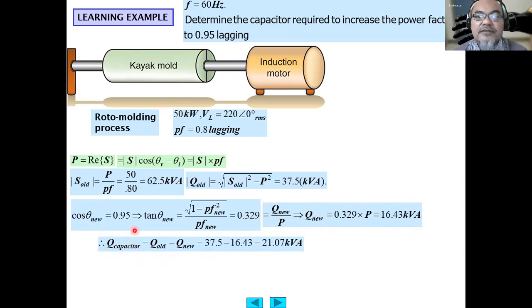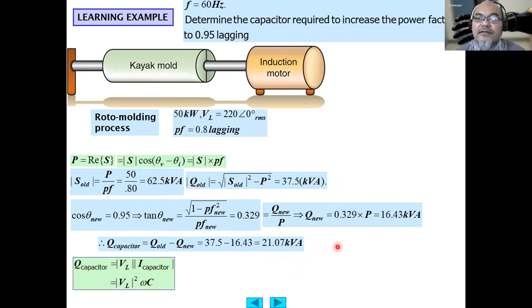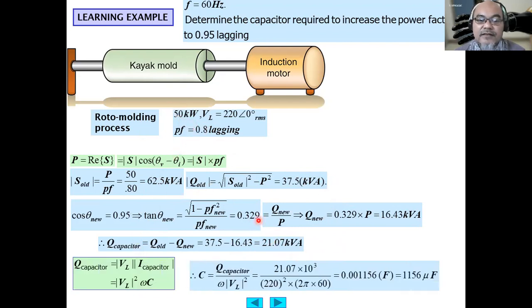The Q capacitor here will be equal to Q old, which is 37.5 kilovolt ampere, minus 16.43. So the reactive capacitor power is 21.07 kilovolt ampere, and we know this is equal to voltage squared times omega C. So this is divided by 220 squared, divided by omega, 2 pi, and the frequency is 60 hertz, the frequency of the transmission line, and then we obtain the value 1156 microfarad.